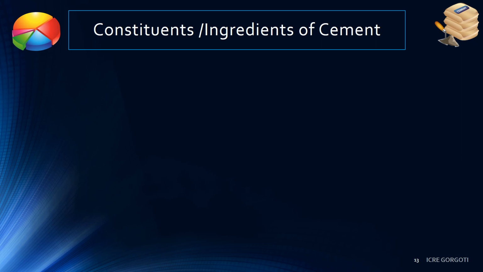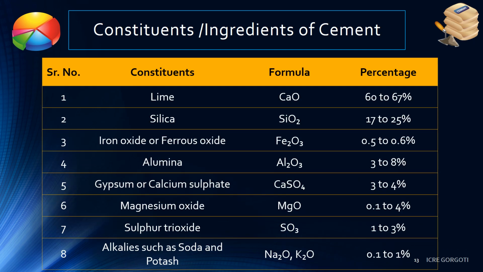The raw materials used for manufacture of cement mainly consist of silica, lime and aluminum, iron oxide, sulfur trioxide, and other alkalis also present but in very small proportions. The relative proportions of these constituents are responsible for affecting the various properties of cement. The chief chemical ingredients and their proportions in any ordinary Portland cement are given. Let's see. There are 8 constituents.